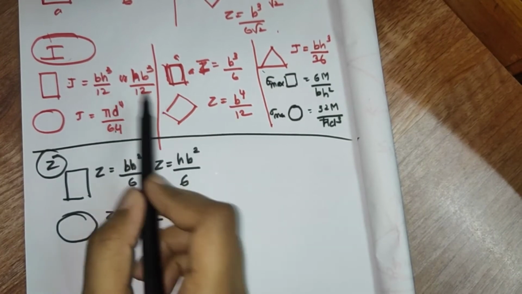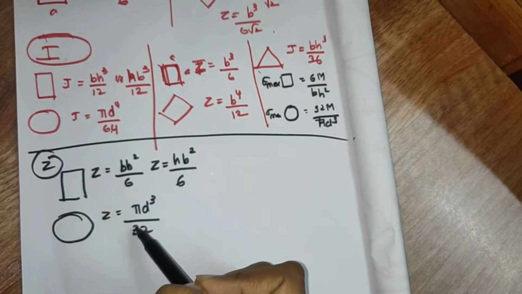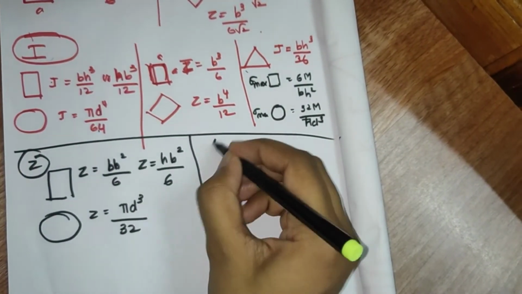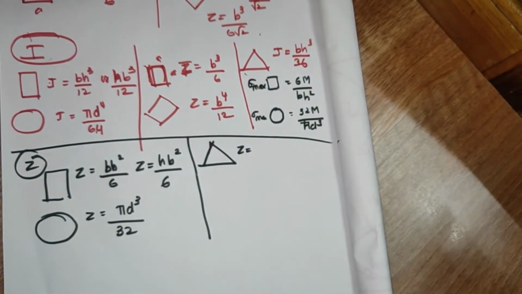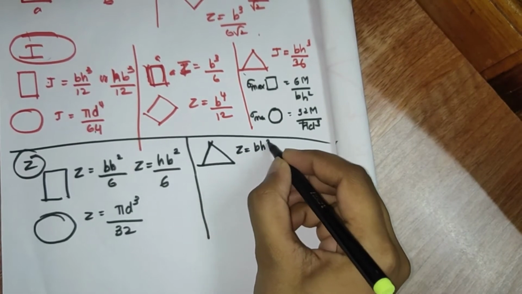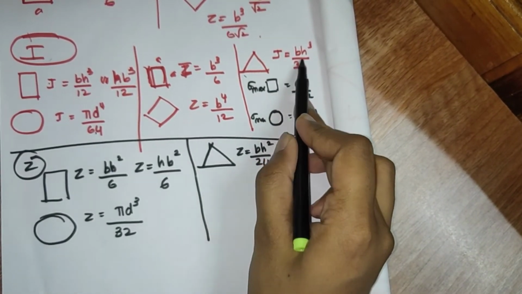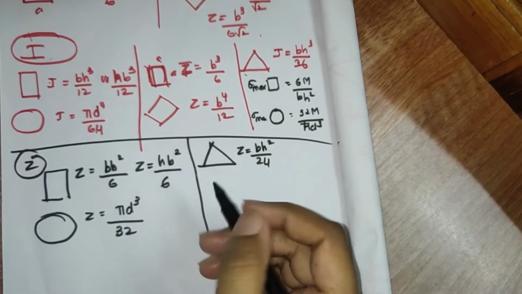Here I is hb cube divided by 12, here Z is hb square divided by 6. Okay, just compare this and study. And for the triangle, Z equal to what? For the triangle it is bh square divided by 24. For the triangle I is bh cube divided by 36, here Z is bh square divided by 24.